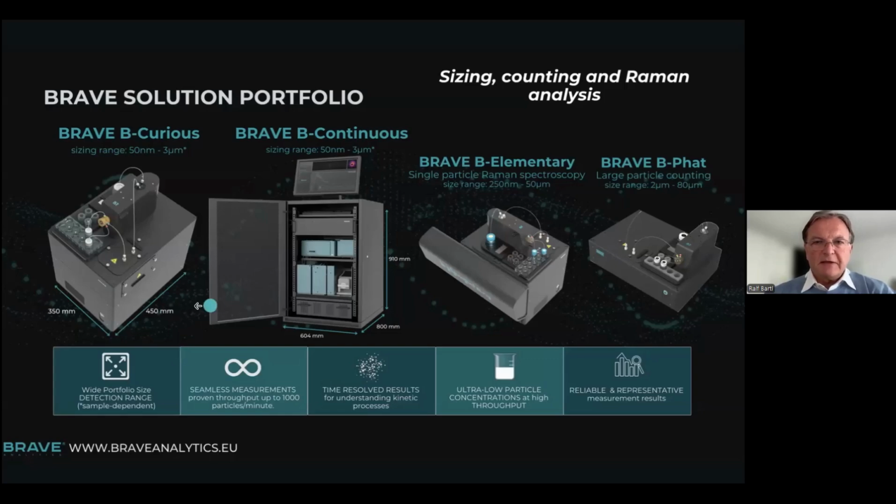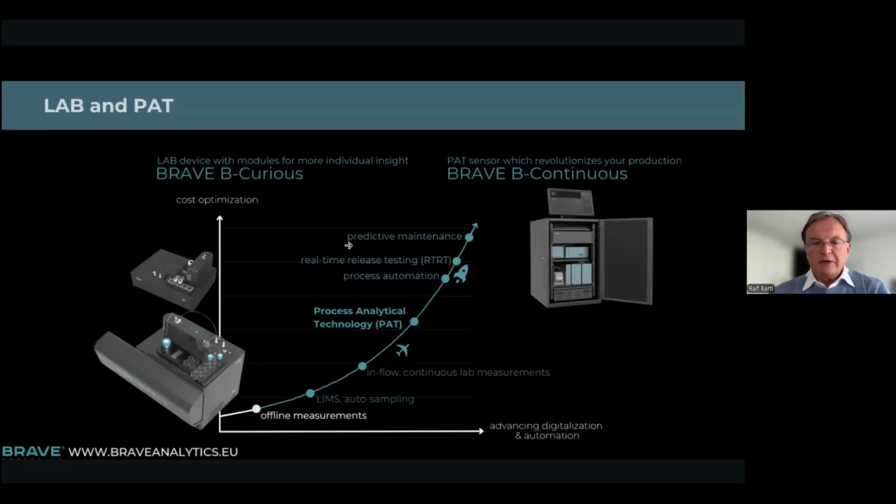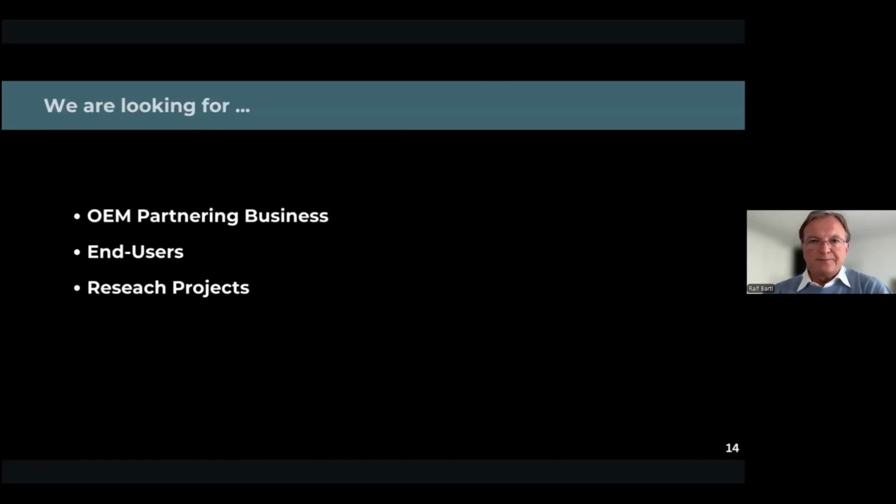This comes with a set of different instruments for different purposes. It starts with a laboratory instrument, and the high-end version is then for PAT inline monitoring. But the important thing is that it's always the same technology. So this means that if you develop your process in a lab, you can directly transfer this into your production line, and you're always using the same chemistry from beginning to end.